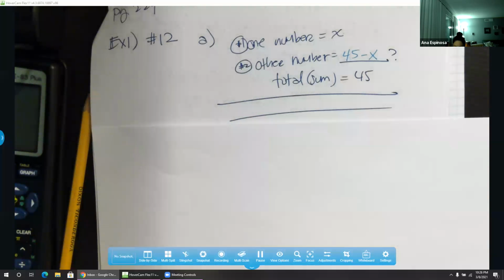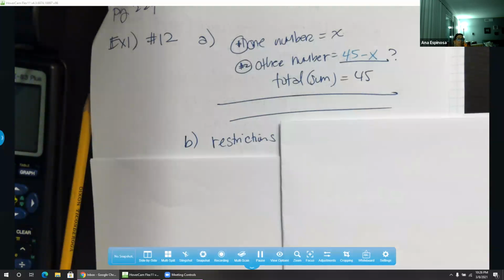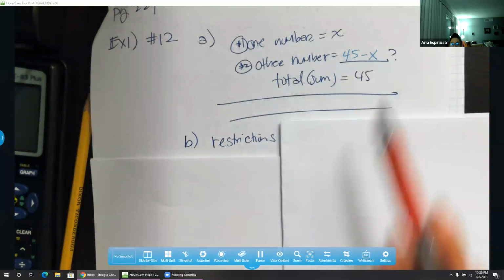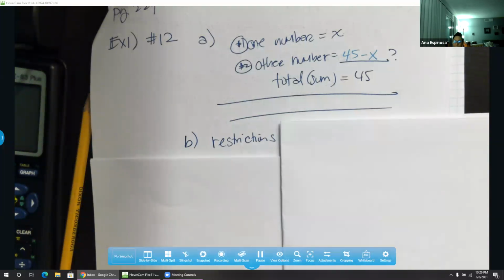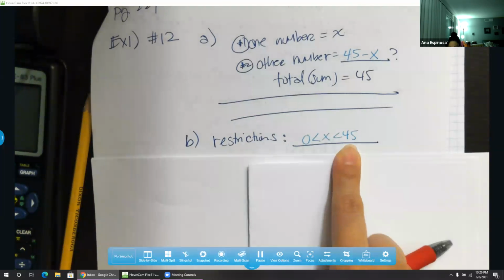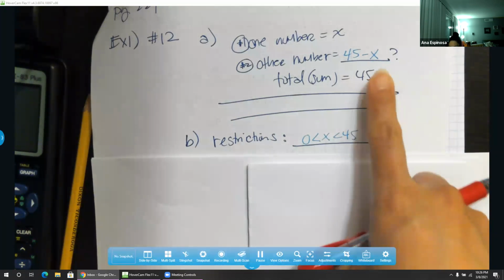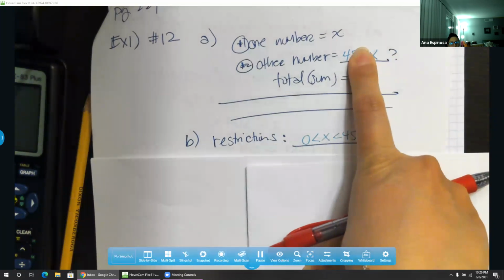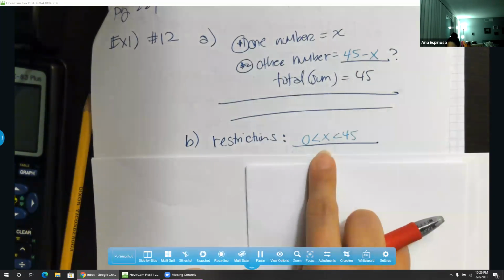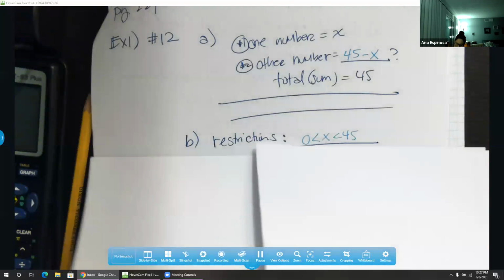If I were to ask you what are the restrictions on this number, well, that number cannot be 0, because then you wouldn't have two numbers, right? And it cannot be 45, because if it were exactly 45, that would make this 0, and that would just give you one number, which is also not true. So the restrictions are, the numbers are going to be between 0 and 45, not including 0, not including 45.